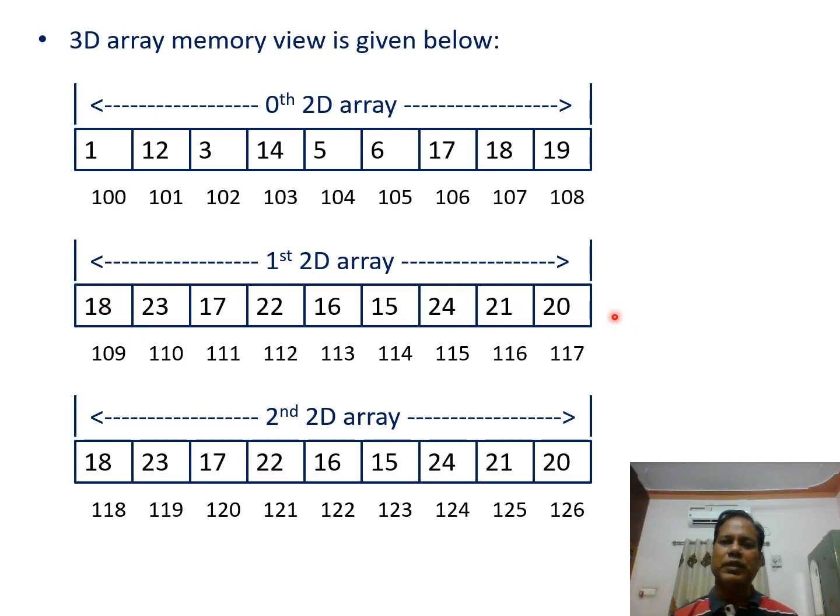and the same thing is done. The elements of the third 2D array are arranged in consecutive, contiguous memory locations from 118 to 126. So in this way, all the data, that is 27 integer data, are arranged starting from memory location 100 to 126.